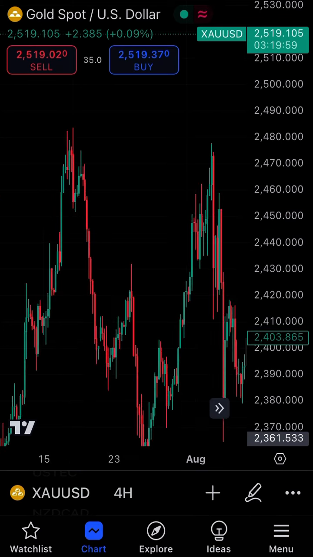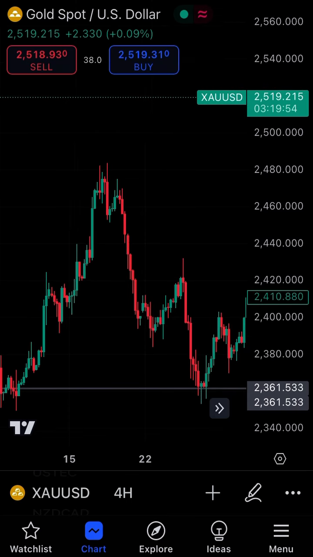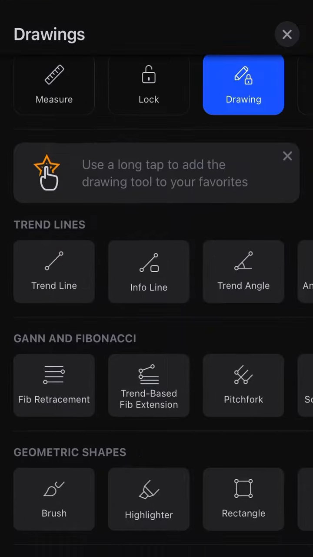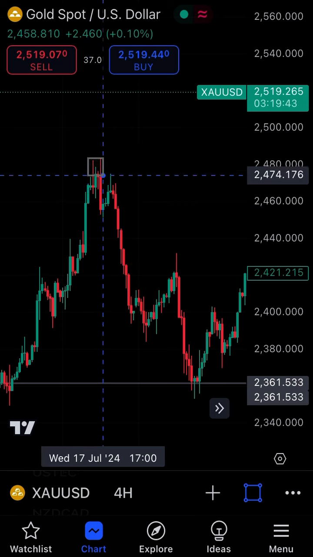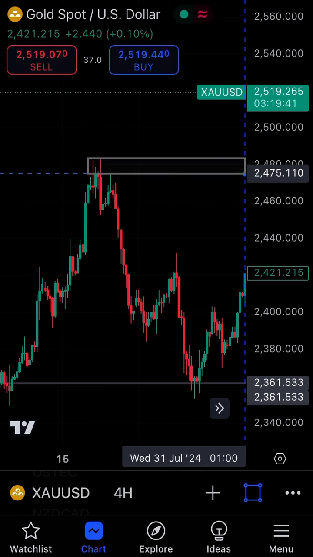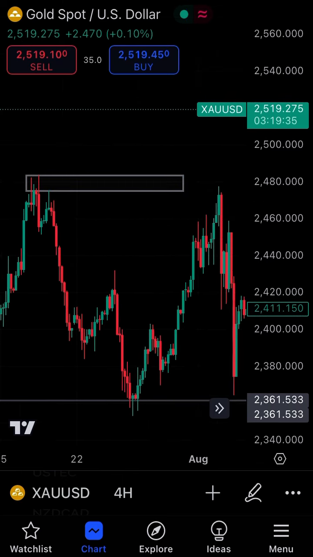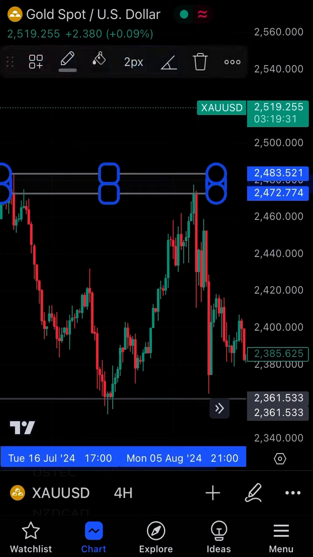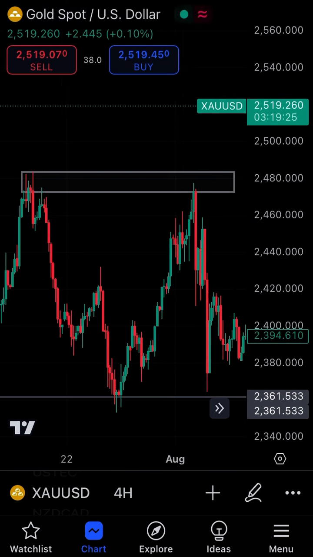Okay, so here is a clear example of a resistance. Here now the market sold massively from this point. Do you guys see? So what we'll do, we'll mark out this point, and then we'll wait for price to come back to the level. Okay, so we see how price came back to the level, and then you see the massive sell.